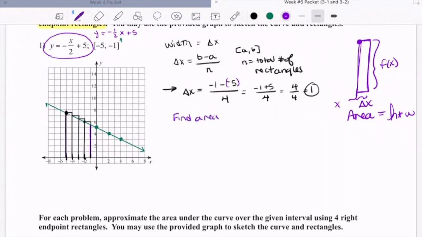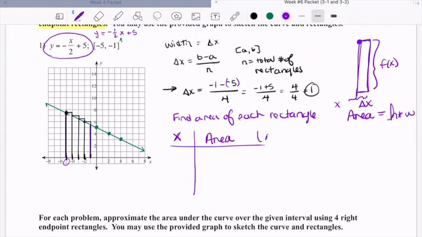And let's first find the area of each rectangle. So to do that, let's make a table where what we're going to input is the x value that we're using to determine that height. And then on the other side, let's find our area. So that would be our change of x times f of x. I'll call it x twiddle because that x is going to change depending on what interval we are over.